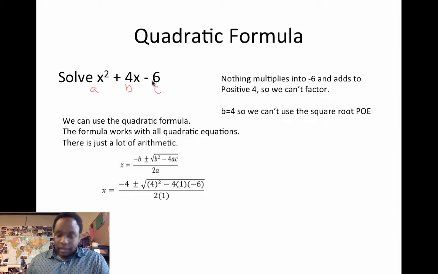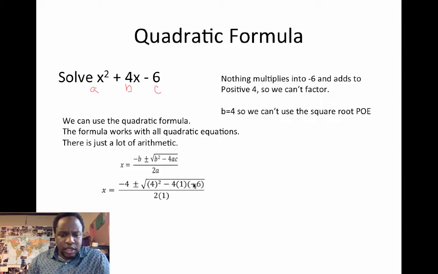Okay, so let's substitute that in. So we get negative 4, because it's like negative b, plus or minus the square root of b squared, so 4 squared, minus 4, so the number 4 is always there. A is 1, there's an invisible 1 there. And then c is negative 6, all over 2a. So a is 1 again. So that's how we start off.